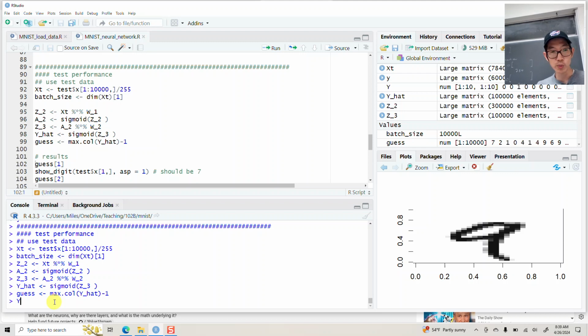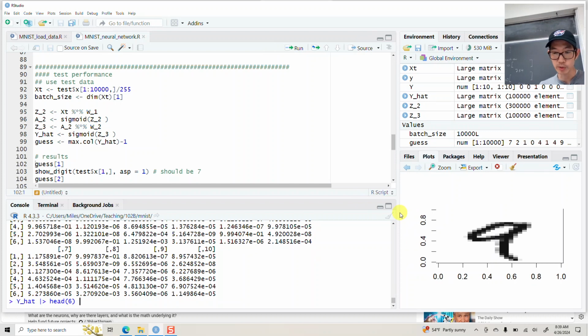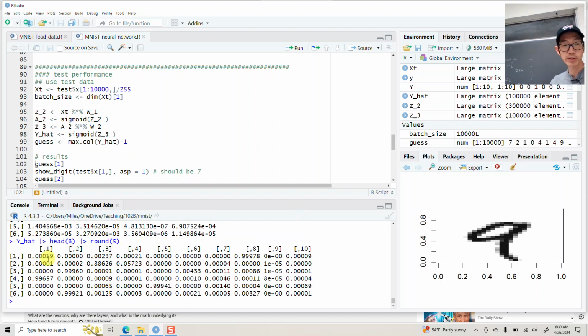So if I just show you what y_hat is, let's just look at the first, say, 6 rows. That's hard to read. Let me round that off to, say, 5 digits. Okay. So when you round it off to 5 digits, you can see this first row. We have values after we trained our network. The values are 0.00019, 0.0000, 0.00237, 0.00021. This is 0, 0, 0, 0. And then I got 0.99978. Then pretty much 0 and pretty much 0.